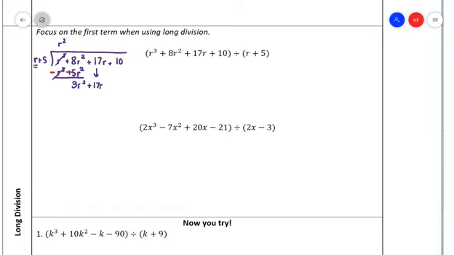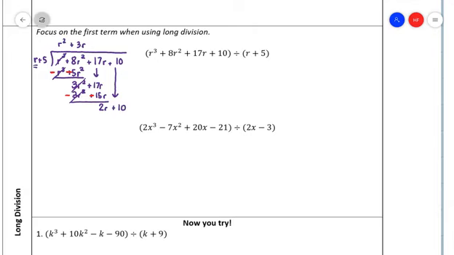Then to get from r to 3r squared, I would have to multiply by 3r. 3r times r is 3r squared. 3r times 5 is 15r. So we're going to change both of those signs. First two will cancel. 17r minus 15r is 2r. Drop down that last term.